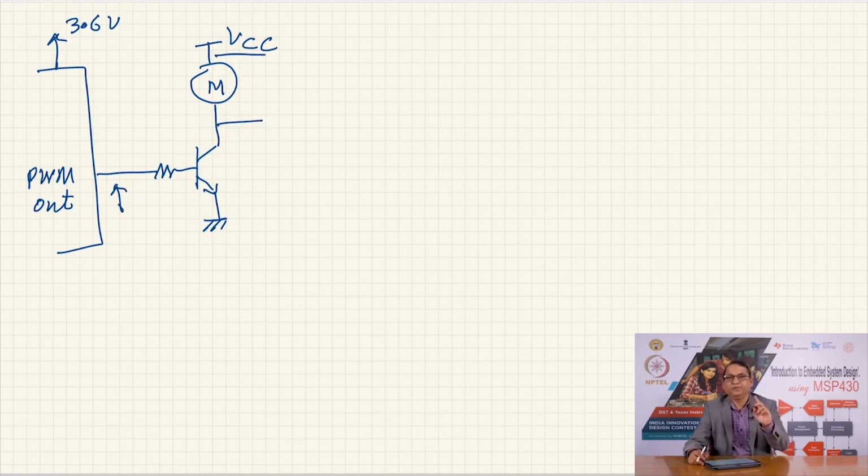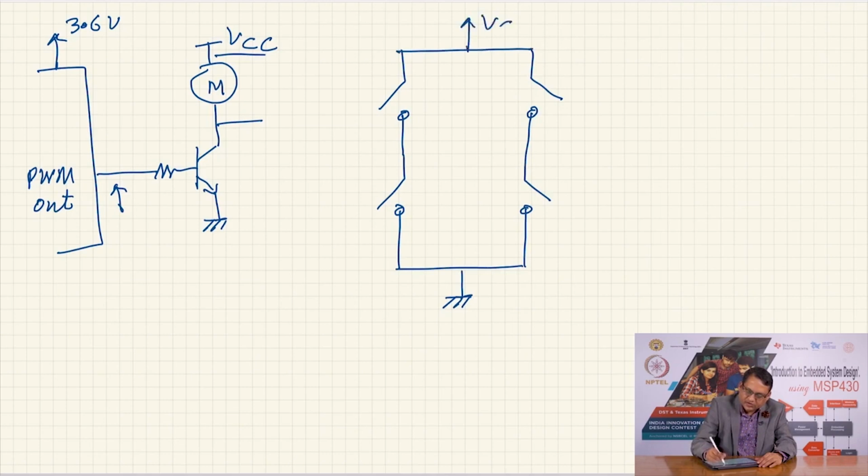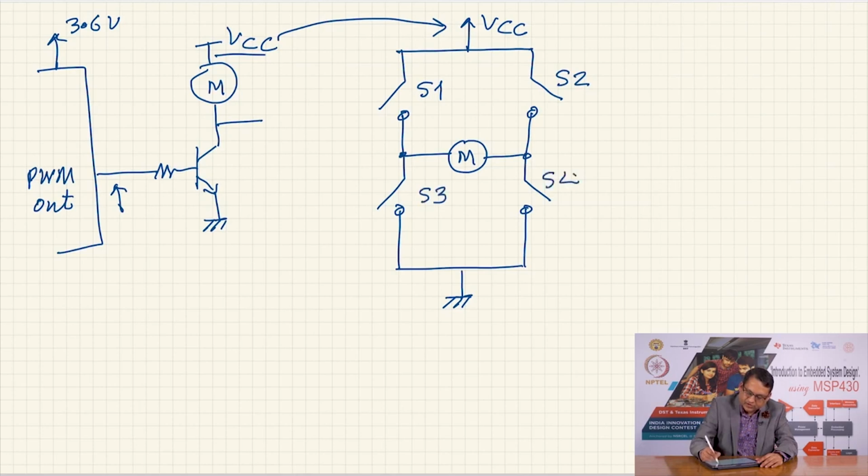Now, my question is, I have to be able to change the direction also at will. What do I do? I have an interesting topology, and we will see what the name of this topology is. Imagine that I have 4 switches. Right now, I am showing these switches to be mechanical in nature, and here is my supply voltage VCC. I place my motor in the center here. Let me name these S1, S2, S3 and S4.